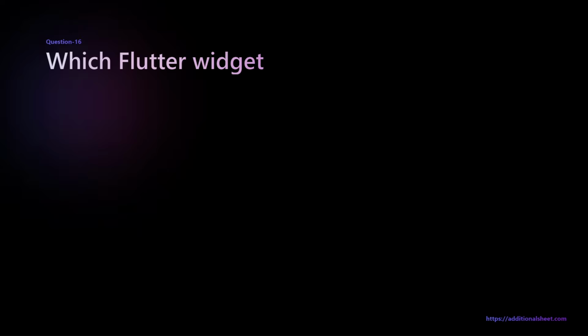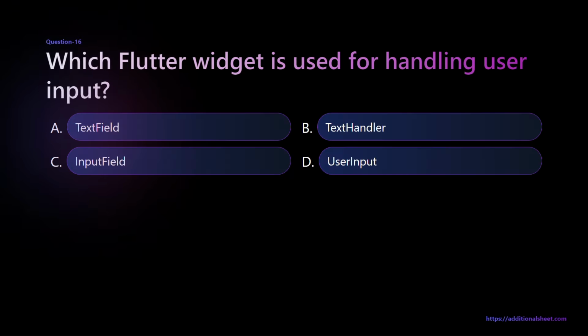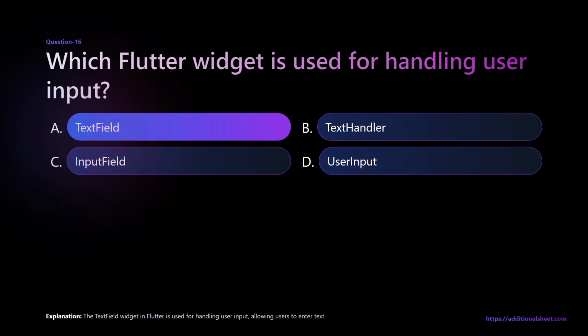Which Flutter widget is used for handling user input? Option A, Text field. Option B, Text handler. Option C, Input field. Option D, User input. The correct answer is option A, Text field.